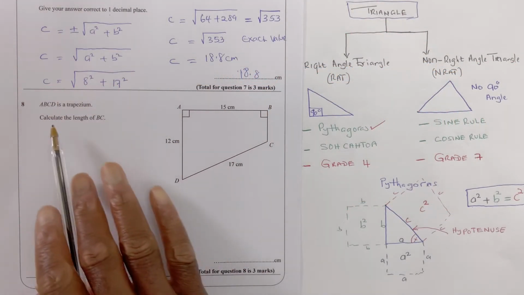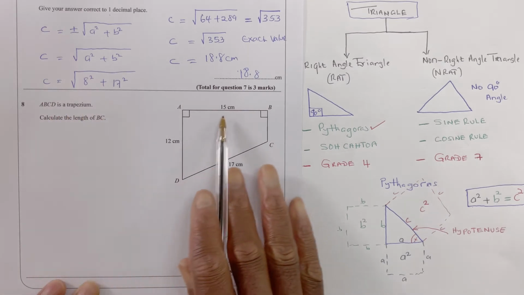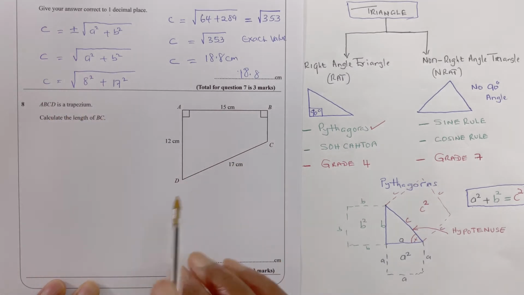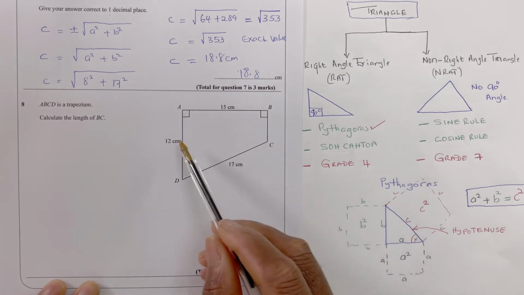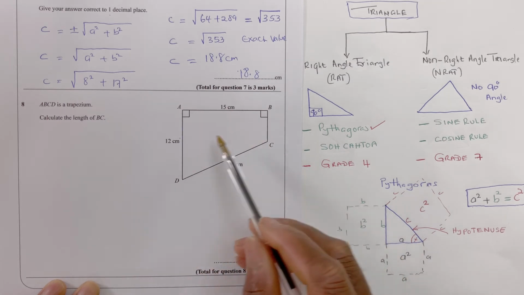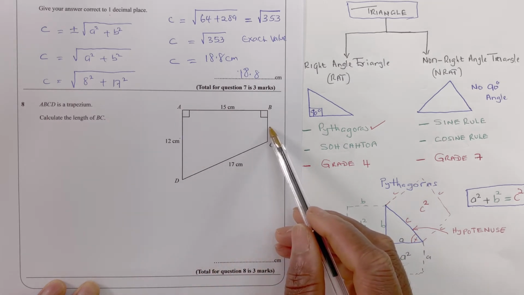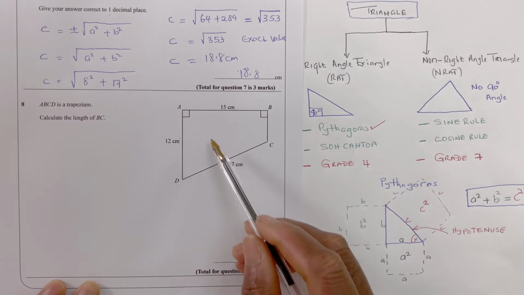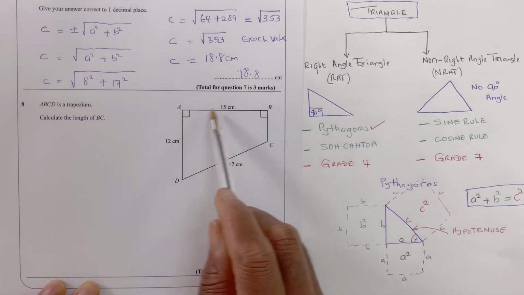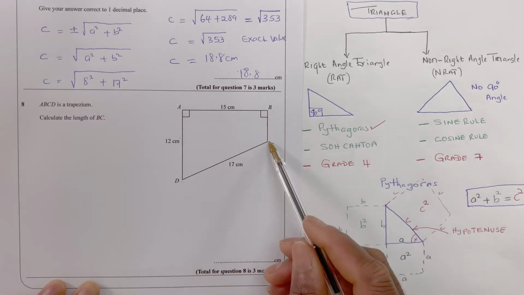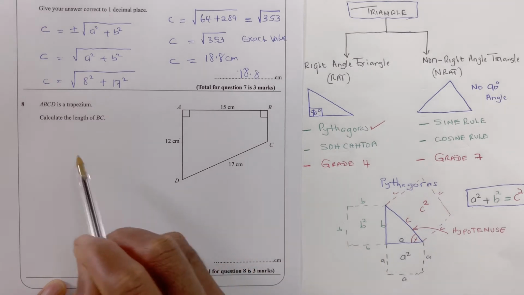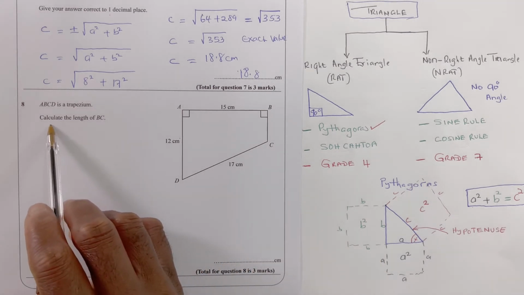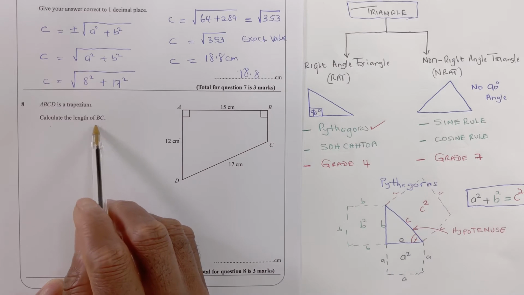Question 8. I have a trapezium here. A trapezium means you have two parallel sides, that'll be A, that'll be B, and then you have the height between them, and then the slant. With this trapezium, it says calculate the length of BC.